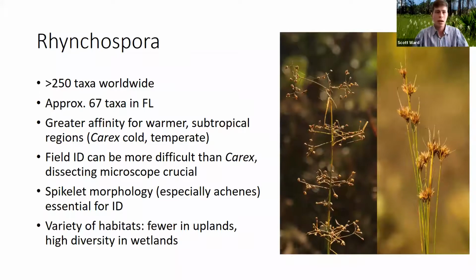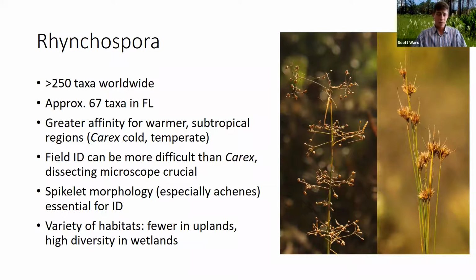Okay, so moving on now to Rhynchospora. This is a really fun genus to get into if you're doing field work in the South, especially in Florida. There's about 250 taxa or so worldwide, and about 67 taxa in Florida, give or take the taxonomic treatment. Rhynchospora overall has a greater affinity for warmer subtropical areas versus the temperate affinity that Calcareous have for further north.